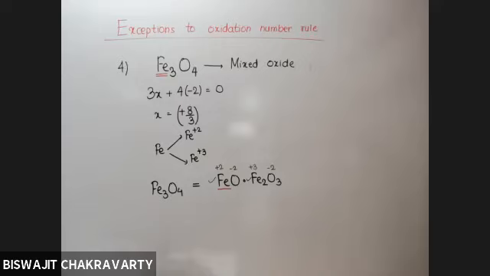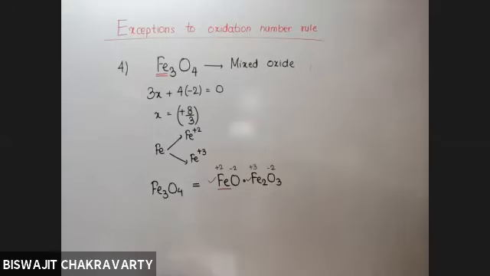It's a mixed value. In the same way, when I say iron has an oxidation state of +8/3, none of the iron actually has +8/3. Iron present is either in the +3 oxidation state or in the +2 oxidation state. It is the average value that we get. Is it clear now? Yes, sir.